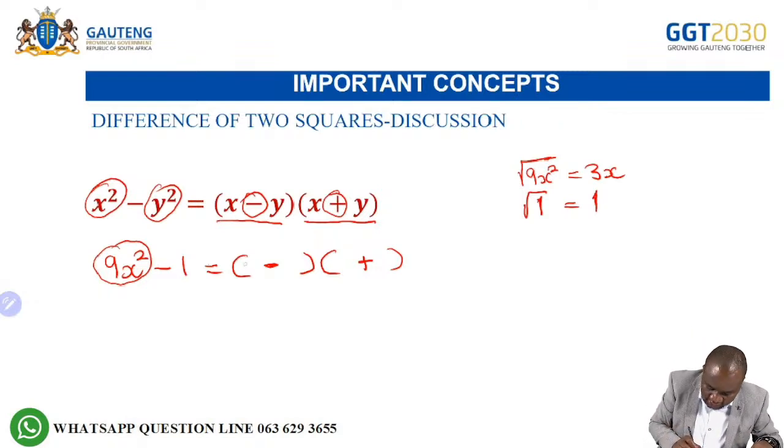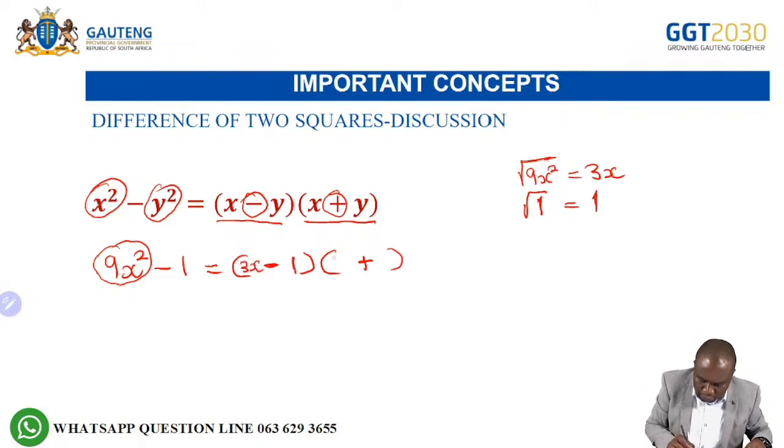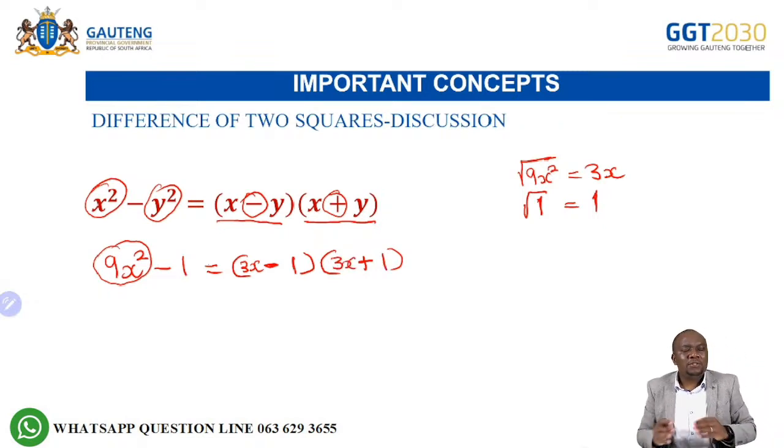So you put your 3x here. You put your 1 there. 3x minus 1. Then you put your 3x here. You put your 1 there. 3x plus 1. You have factorized using the difference of two squares.